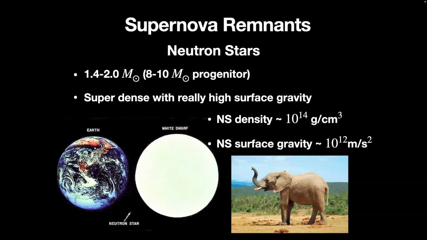The surface gravity on neutron stars is also absolutely bananas. The surface gravity on Earth, remember, is about 10 meters per second squared, 9.8 to be precise. The surface gravity of a neutron star is 10 to the 12 meters per second squared, which is equivalent to the amount of work you'd have to do to lift an elephant by 1 meter on Earth. So you can imagine how hard it would be to even stand up if you could actually land on a neutron star.